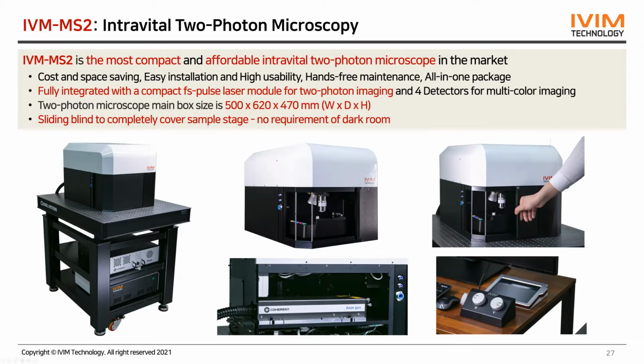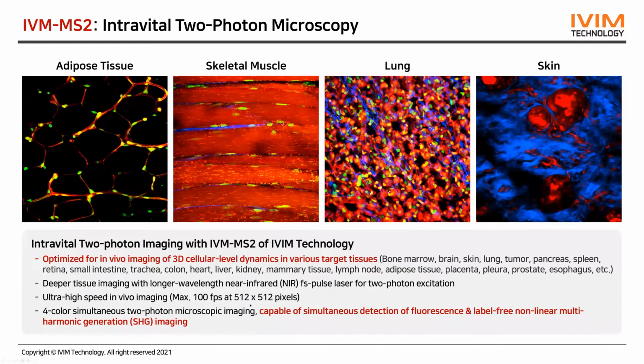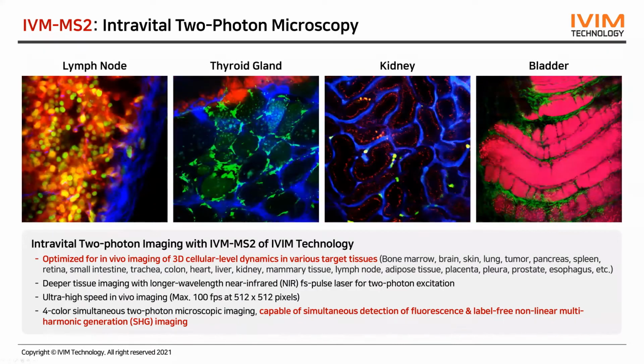So instead of using a conventional titanium sapphire femtosecond laser system, which is very expensive, by using this compact femtosecond pulse laser module, we can cut down the total system cost by half compared to the conventional two-photon microscope system. And again, by using this IVIM MS2 model, we can easily obtain higher resolution, subcellular resolution intravital imaging from various tissues like skin, lung, skeletal muscle, bone tissue, lymph node, and other tissues as well.